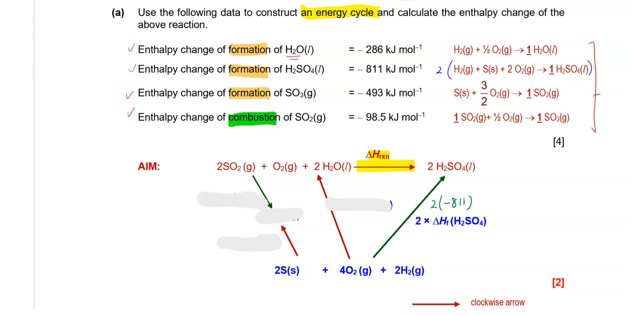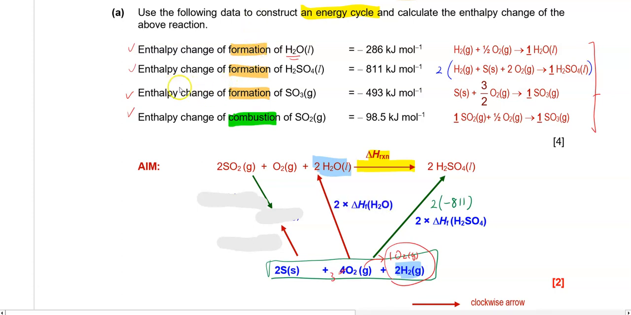Once this is done, I try to link this part of the energy cycle to the left hand side, because the right hand side species have already been linked. So in this case, I have 2 moles of water, and I'll need 2 moles of H2, and then I split this up into 1 mole of O2 gas. And now on this side, I have 3 moles of O2 gas. So this 1 mole of O2 and 2 H2 gas will form 2 times delta H formation of water.